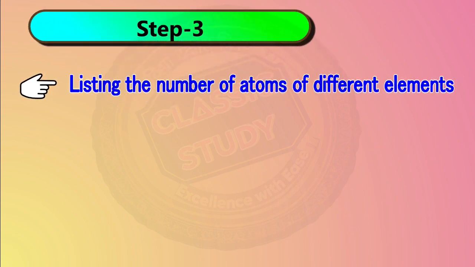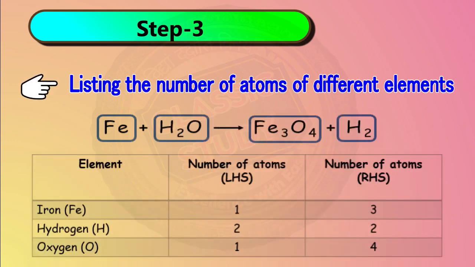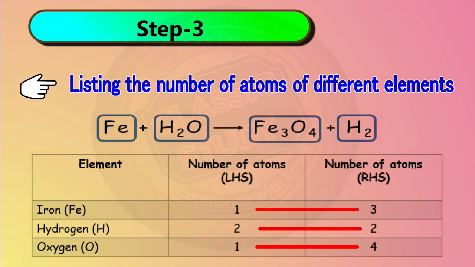Step 3, listing the number of atoms on different sides of the reaction. So we form a table and we enlist the number of atoms of each and every element. Iron: on LHS we have 1 and on RHS we have 3 atoms. Hydrogen: 2 on LHS, 2 on RHS. Oxygen: 1 on LHS and 4 on RHS. So we can clearly see the number of atoms are unbalanced and this equation has to be balanced.